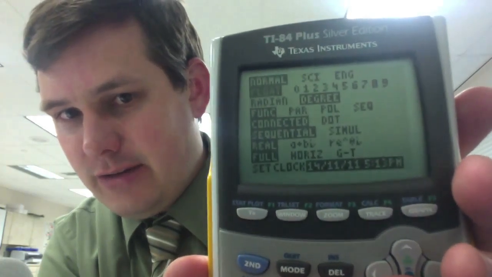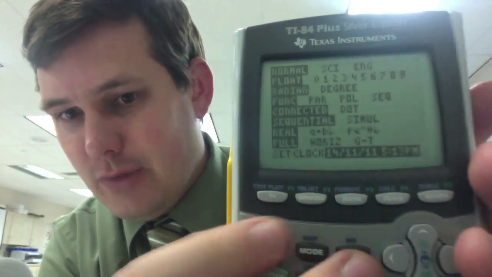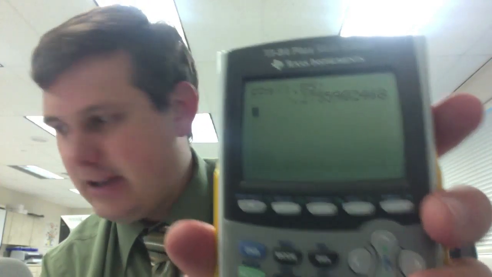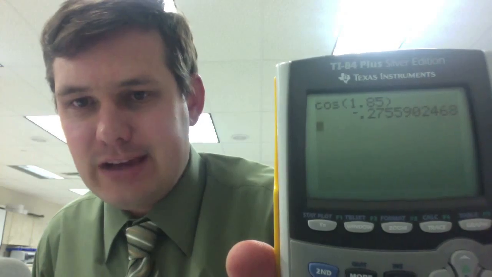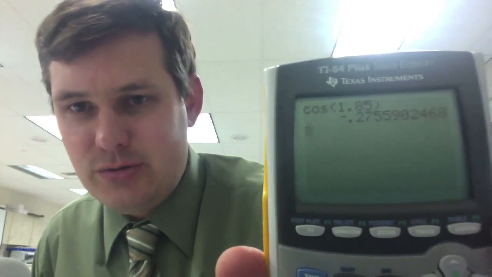Make sure your calculator is in radian mode. Whenever you do anything in the calculator for the rest of the year, the first thing you always do is make sure you're in the right mode. You might need radian, you might need degree, depending on the problem. But we're in radian mode now. So I put in cosine 1.85. I hit enter, and I get an answer, and that's what I put, negative 0.2756.